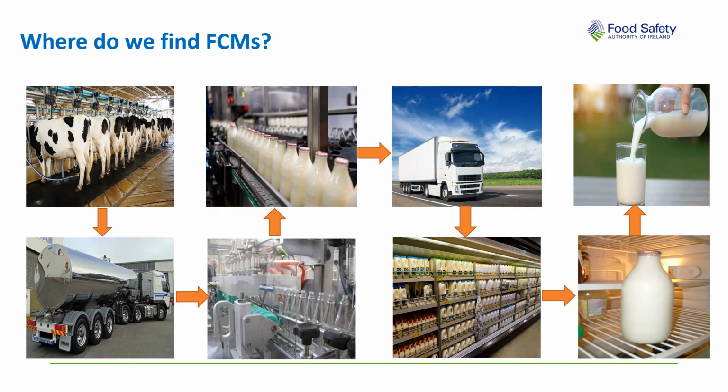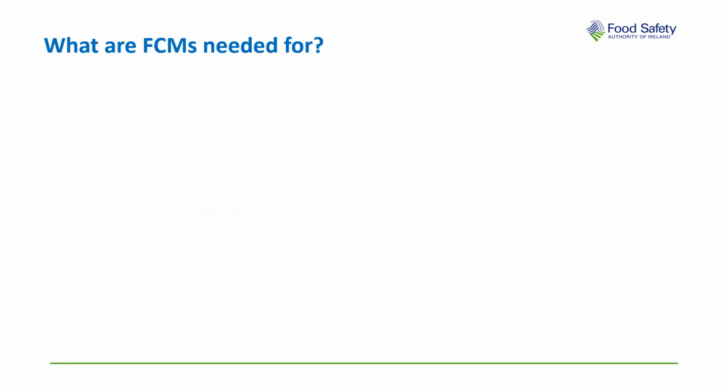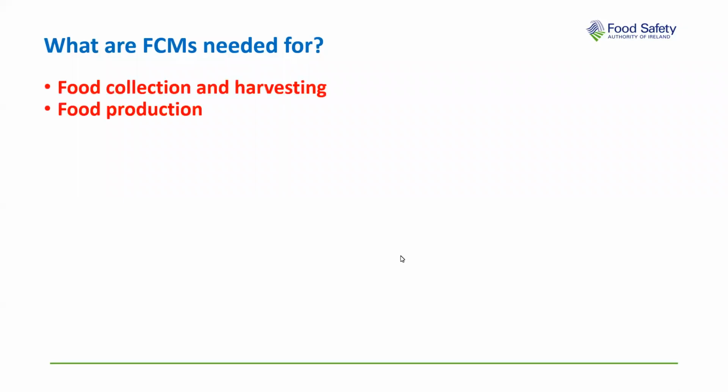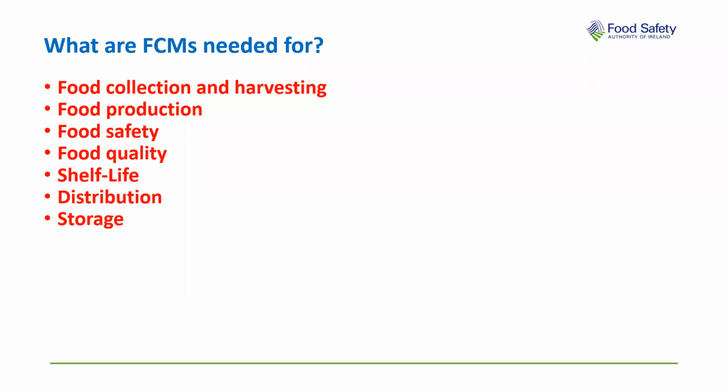And if you use a different food to illustrate this point, you would see that FCMs are part of the entire food chain. So what are they needed for? I think if you consider the slide that I just had up, there's a lot of different things that FCMs are needed for. They're needed for collection of food and harvesting. They're needed for the manufacture or the production of food. They're needed for food safety, for food quality, and for shelf life. They're needed for the distribution of products and the storage of products. They're also needed for marketing and display.